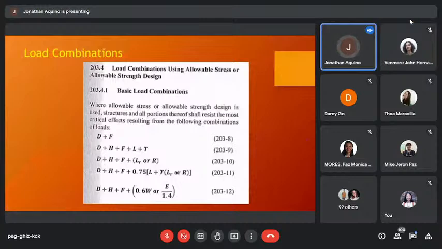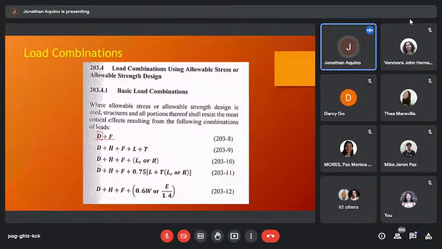In working stress design, we have 5 basic load combinations. Number 1 load combination is dead load plus F, or the fluid pressure. For building design, normally wala tayong fluid pressure for regular building, except where meron siyang amenities like the swimming pool. So for beam, the first load combination is simply the dead load plus the superimposed loads.